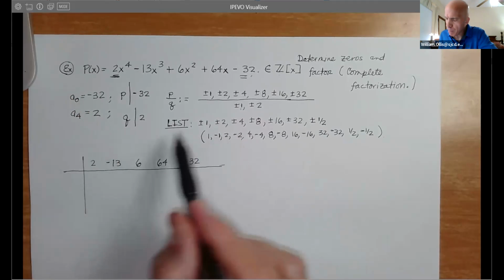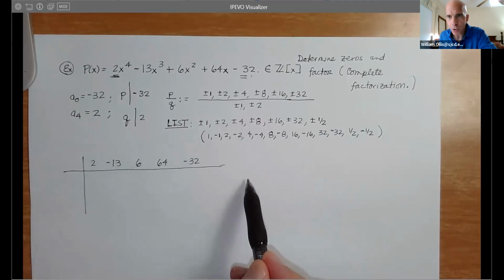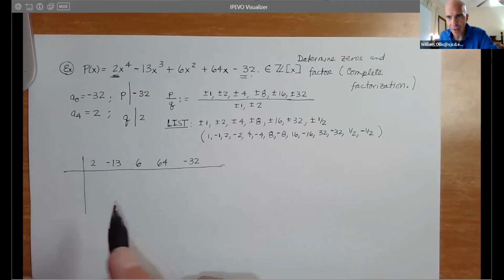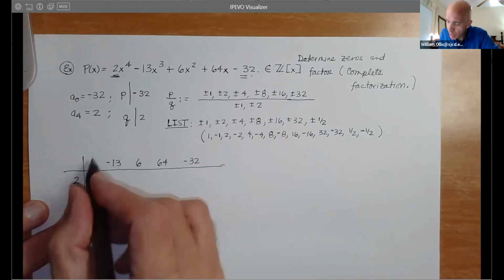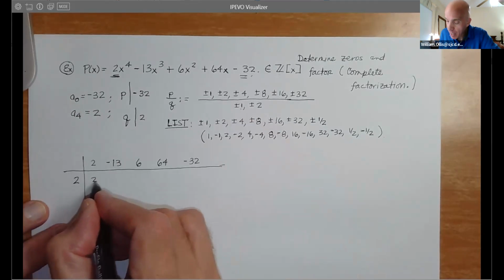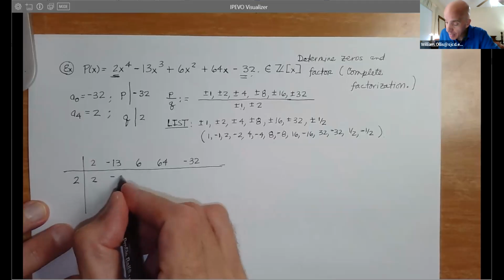So we're going to bump up to 2 and 4, and then try to think about the bounds theorem that you learned about in college algebra to figure out if we need to keep going. And I'll say more about that as we work into this. So we're going to start with 2. Bring the 2 down. 2 times 2 is 4, and we add that to negative 13 and get a negative 9.